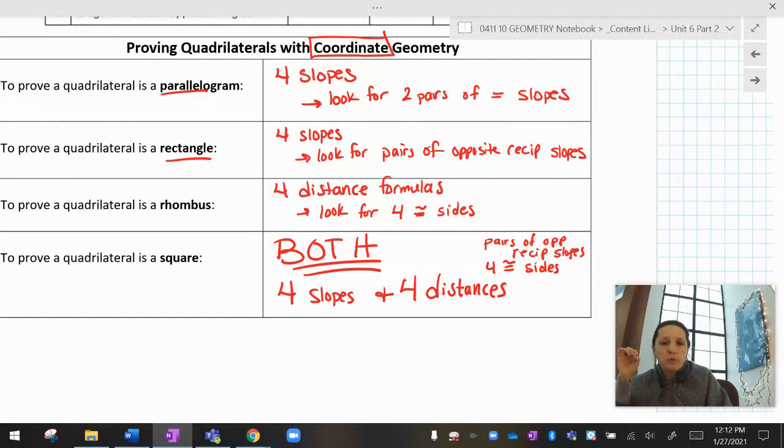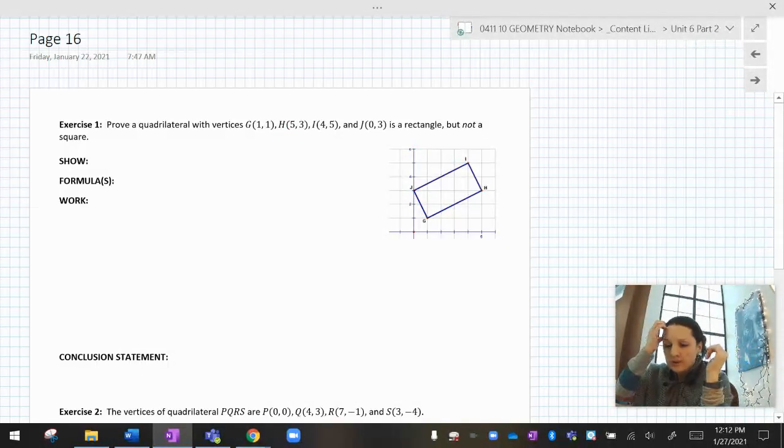Quick recap before I move on. Parallelogram. You got to prove things are parallel. Find 4 slopes. Rectangle. You got to prove things have 90-degree angles. 4 slopes. Rhombus. It's just got to have 4 equal sides. 4 distances. Square. Got to have both the slopes and the distance. And that's it. All right. So let's turn to the next page.